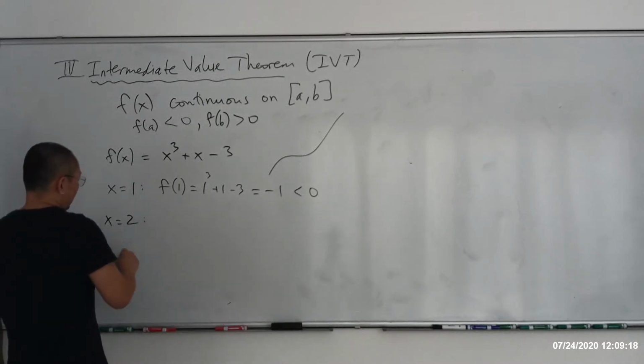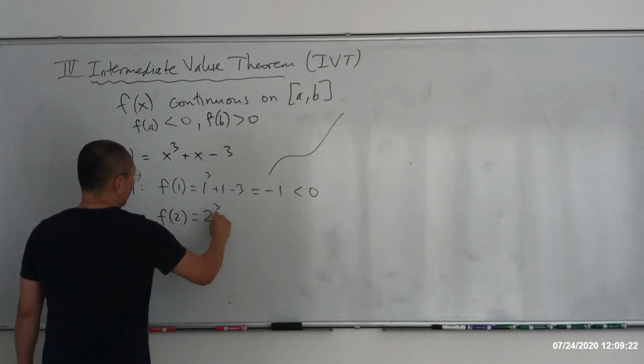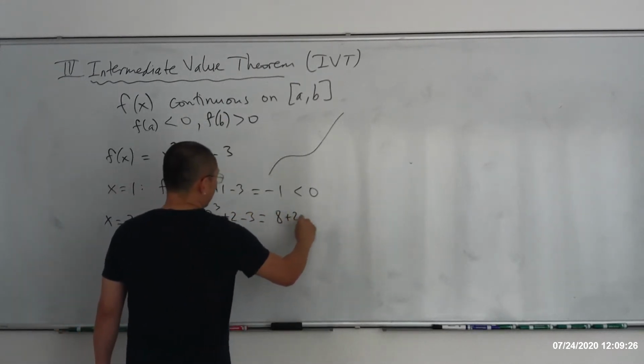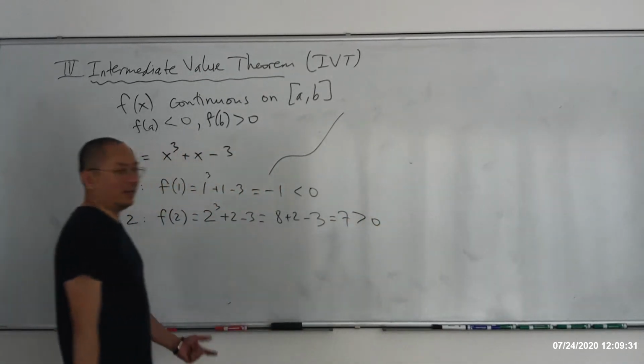Okay. x equals 2. So you get f of 2 is 2 cubed plus 2 minus 3, which is 8 plus 2 minus 3, equal to 7. It's a positive number. Okay?